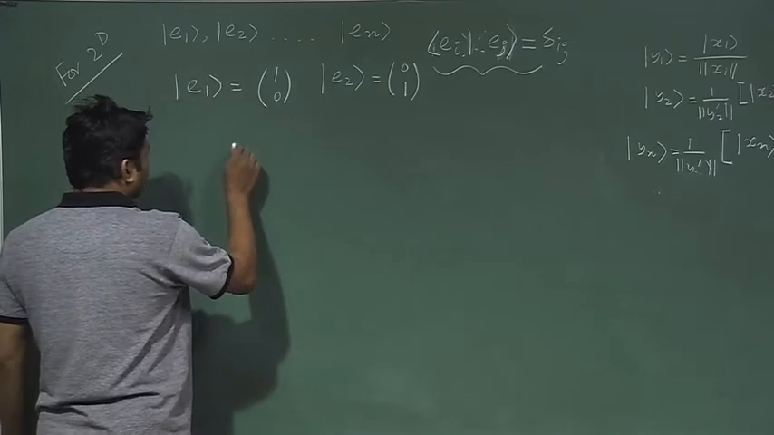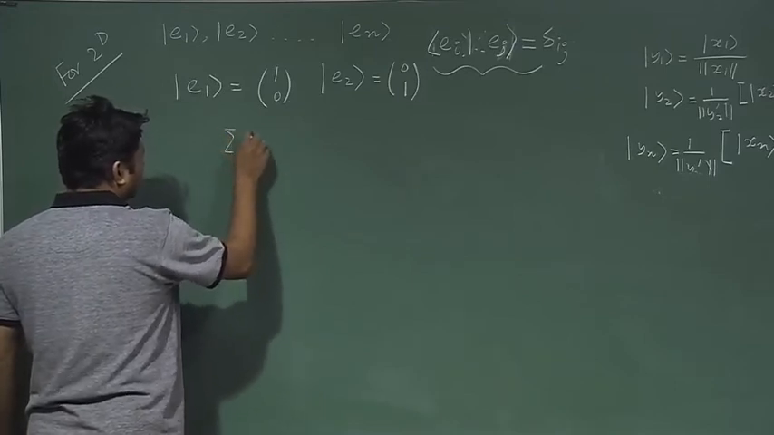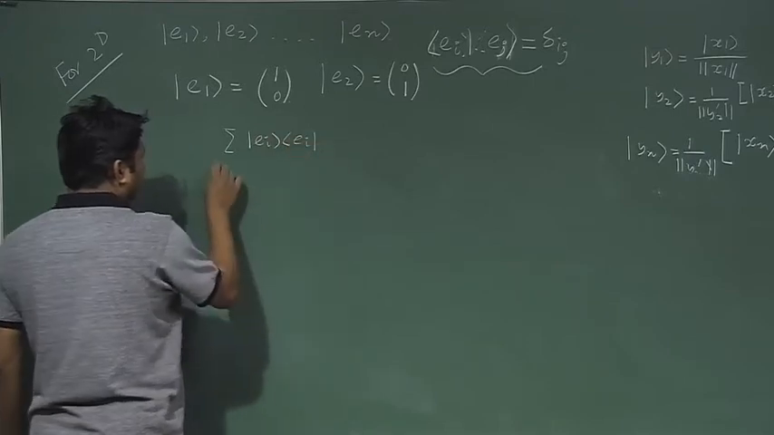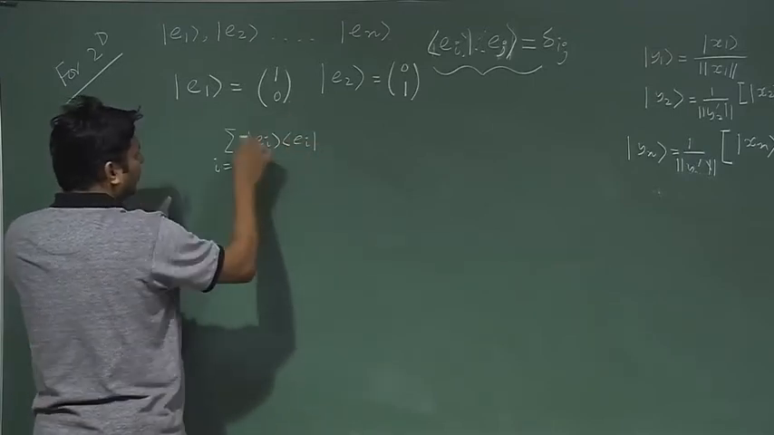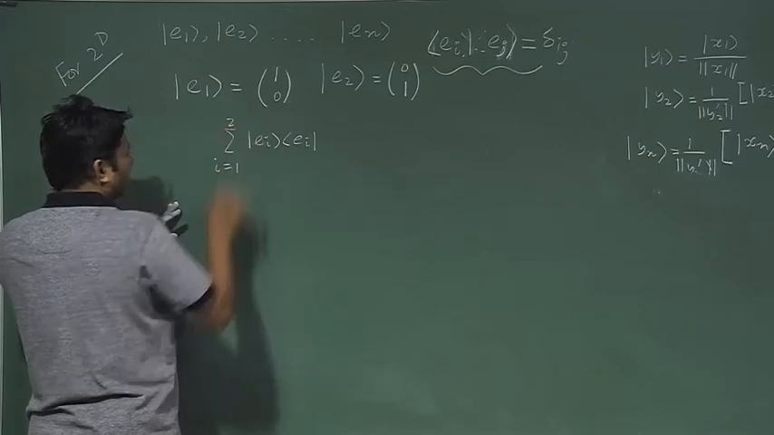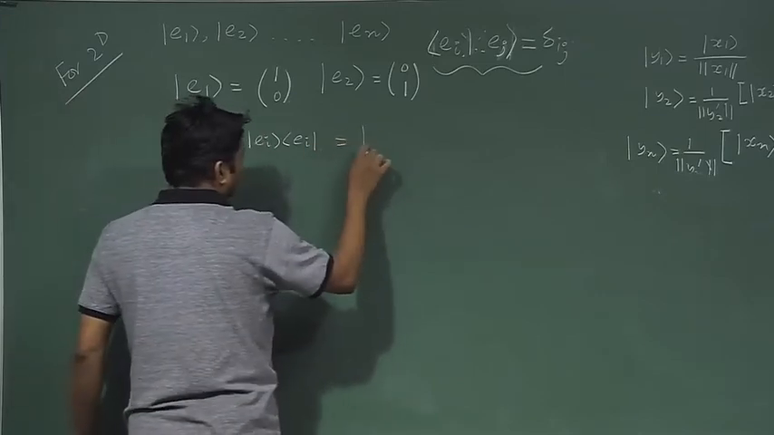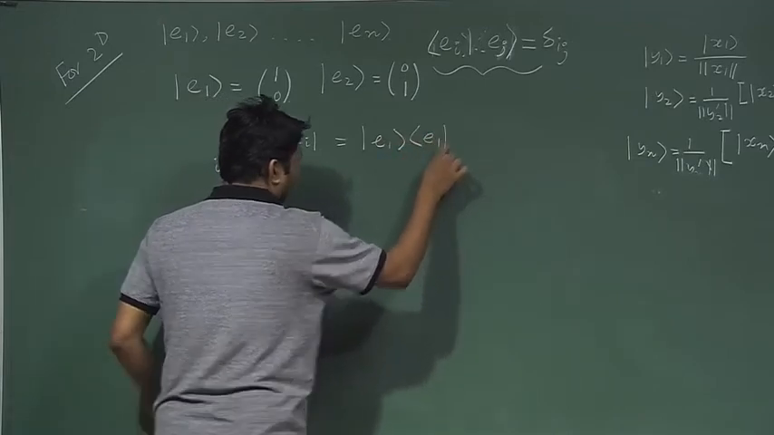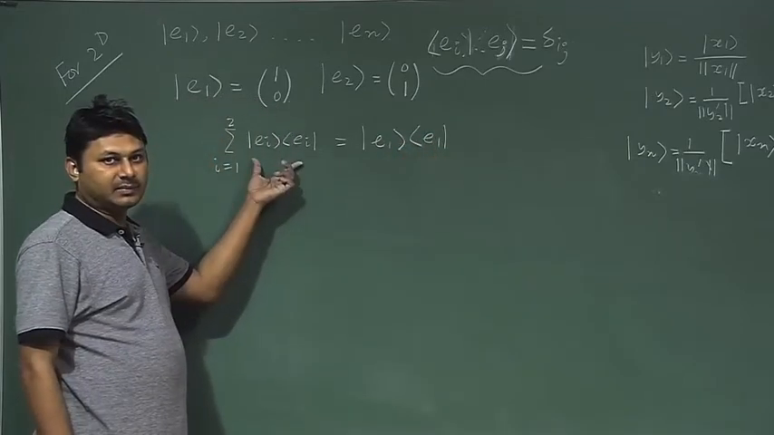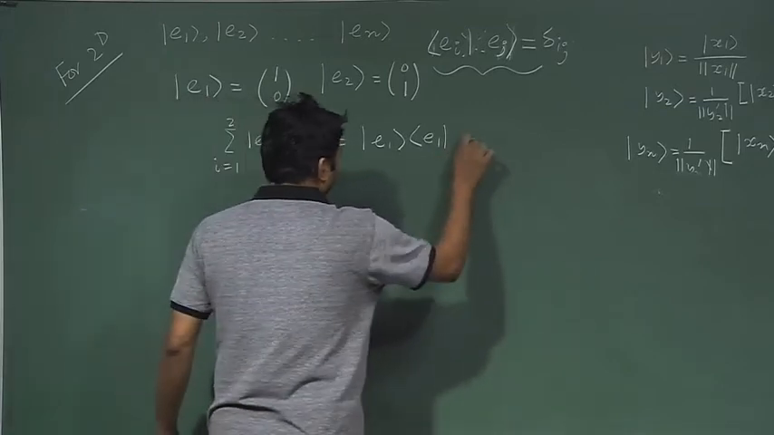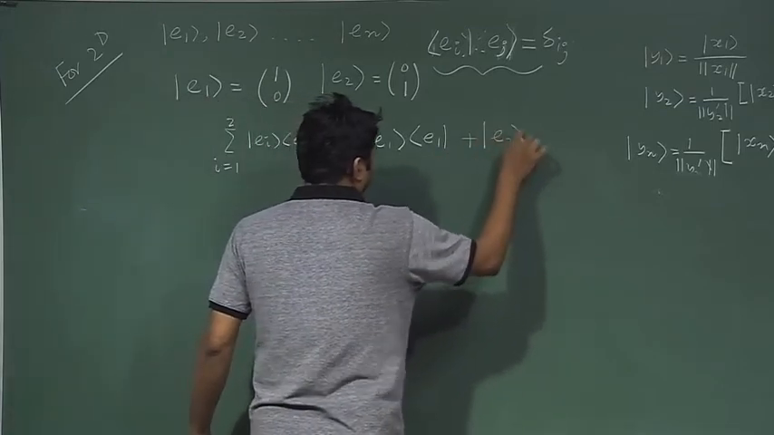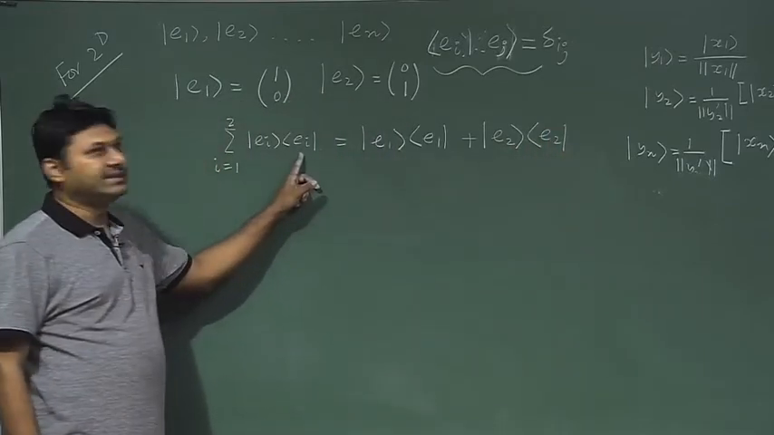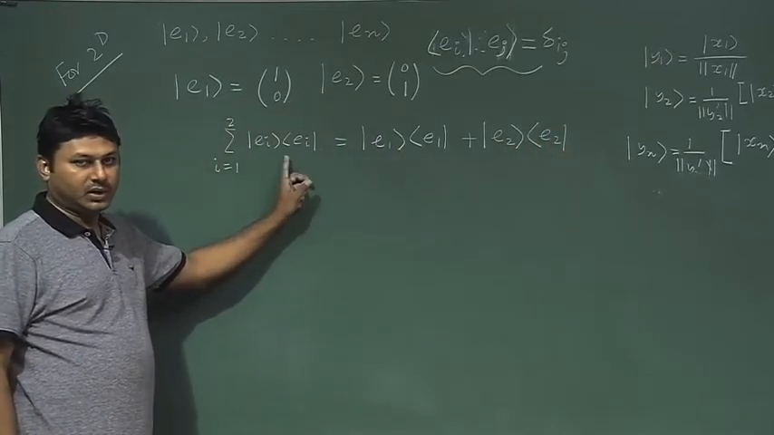Now I try to find this quantity, the summation over i of E_i outer E_i. Since this is two dimensional, n is 2. So what value am I getting? E1 will be my first term if I expand this summation sign, and my second term will be E2. No cross term will be there. There is no ij. Please note that.